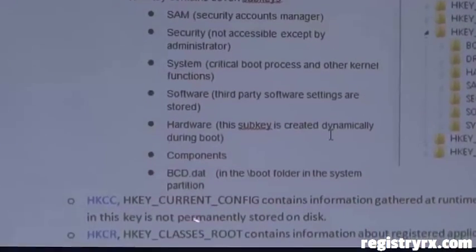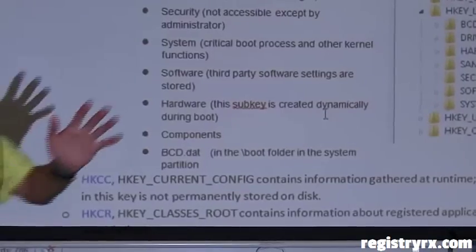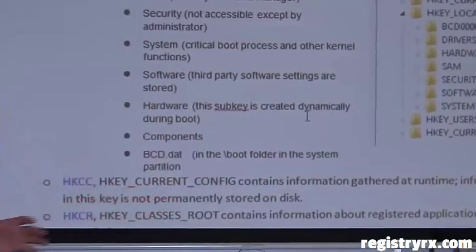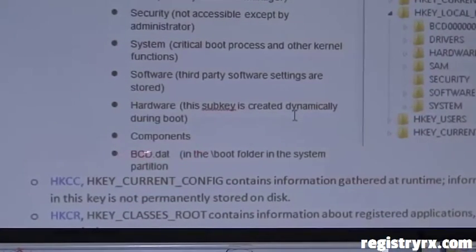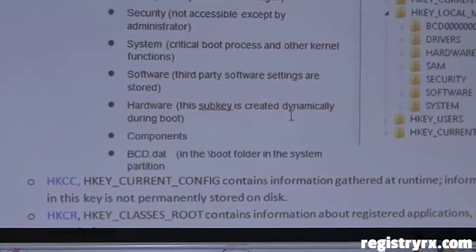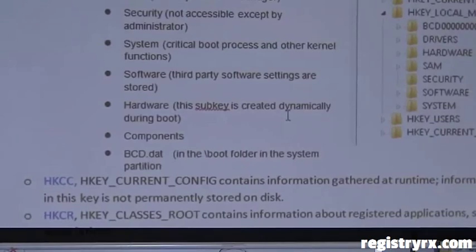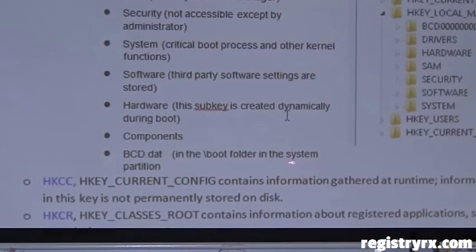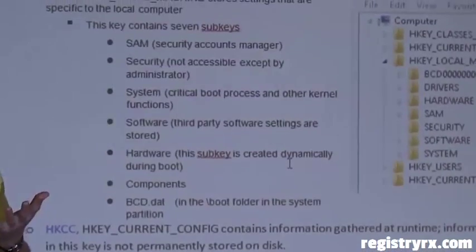Have you ever heard me talk about bcd.dat? Has anyone ever heard me talk about that? Yes. Okay. Is that critical for boot? Yes. And where is that file? Where do we find that file? It's in the system what? Partition. It's in the system partition. Remember, we have a boot partition and a system partition.